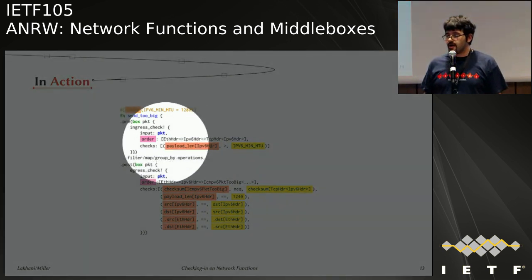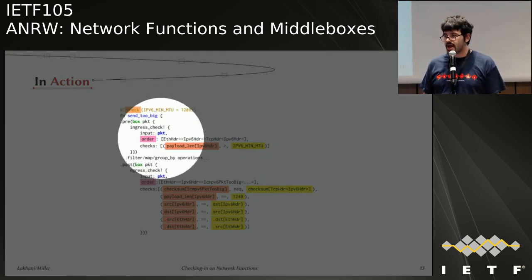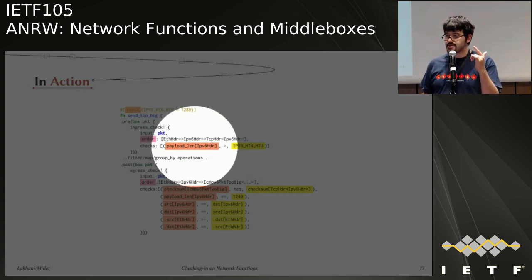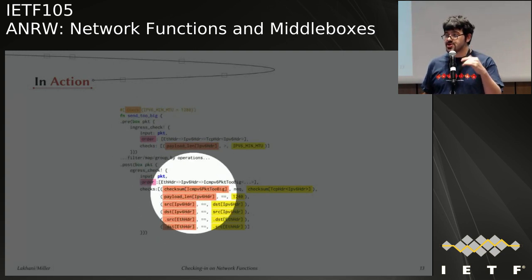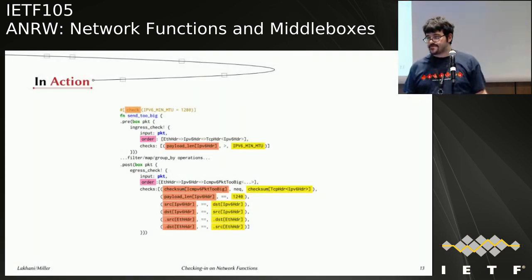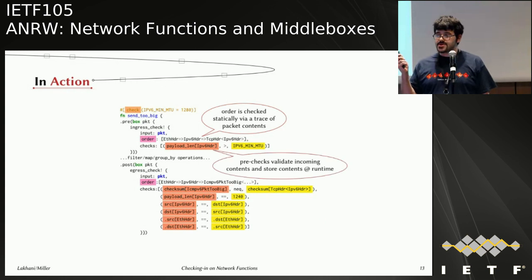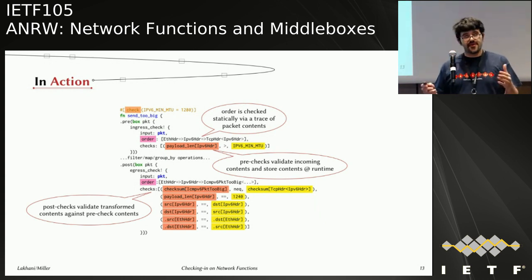And so in our piece, we have our preconditions here, which are using a macro called ingress check, where we're actually saying, here's the order we expect, which again is going to be static time, and runtime checks, and then a post condition, which checks what the packet was before to what it is at the end. And so again, order is checked statically via trace of packet contents. We have pre-checks that validate incoming content and store content at runtime. And we have post-checks that validate the transformed packet is correct.